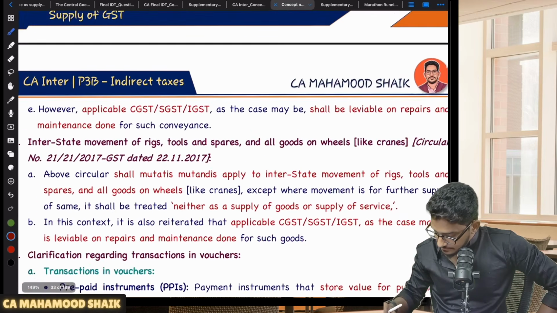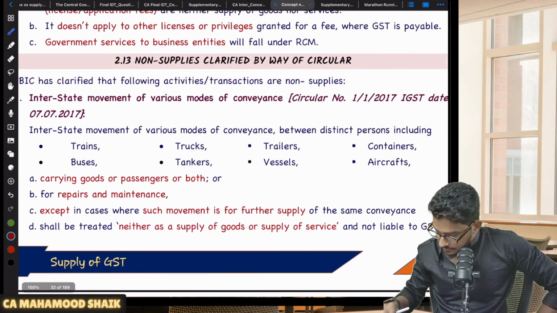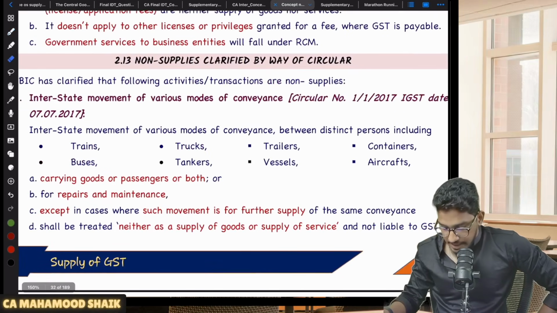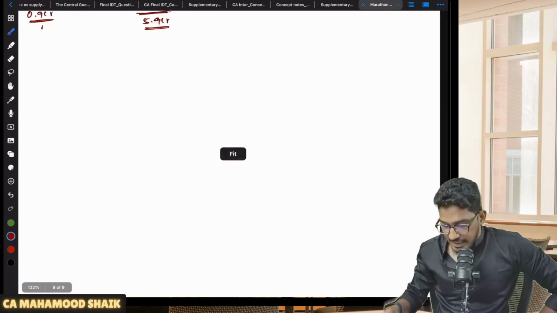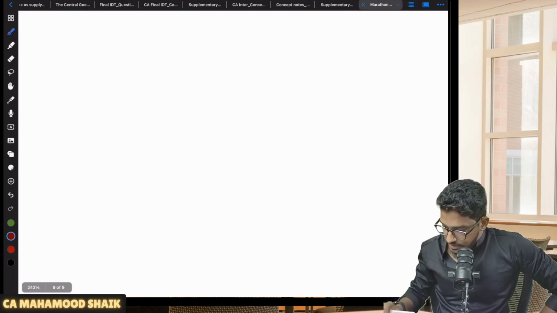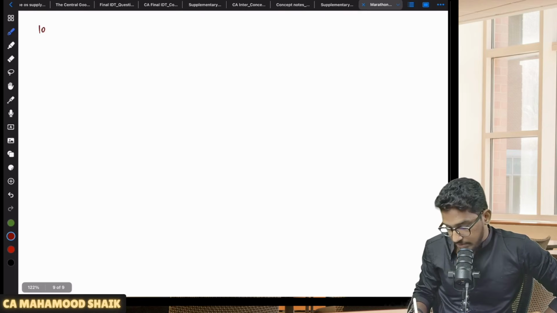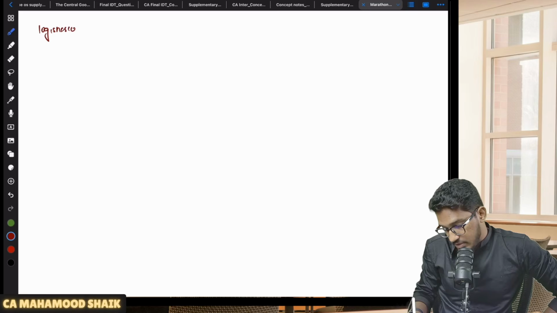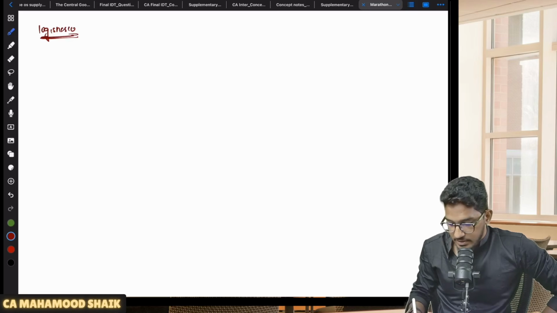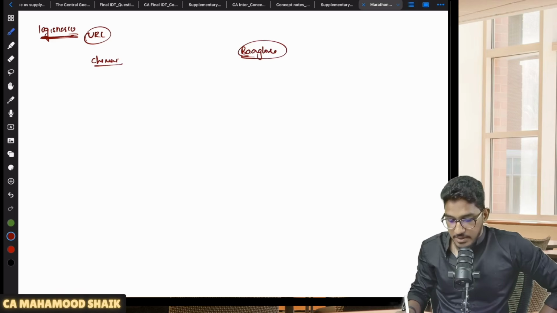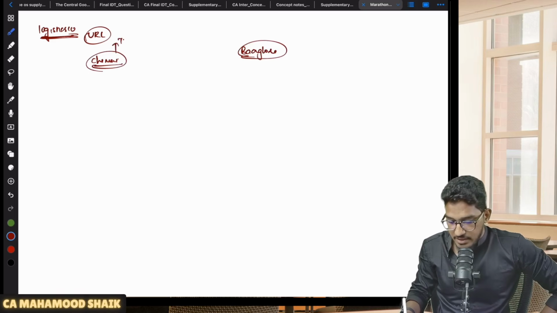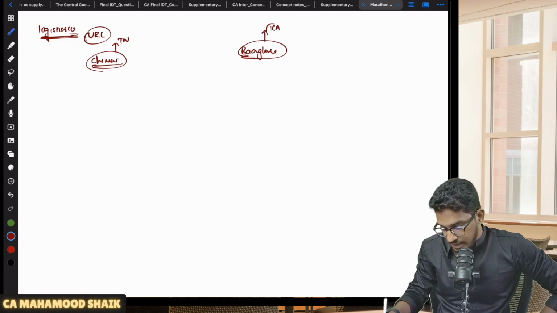Now, we'll try to understand a few activities which will not be treated as supply and which have been given by way of circular. So what are those activities? I will try to tell you in one simple way. Let us say, for example, there is one logistics company, VRL Logistics. They have an office in Chennai. They also have an office in Bangalore. Since they have a place of business in multiple states, they will get separate registrations. This one is registered with the Tamil Nadu state government, and this one with the Karnataka state government.